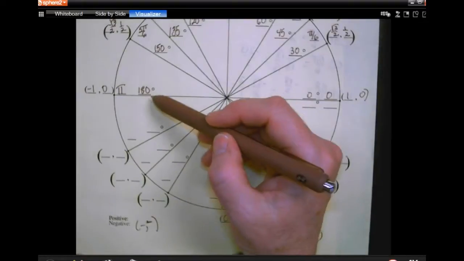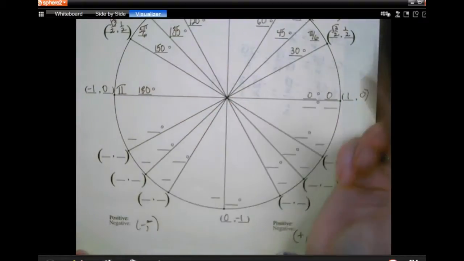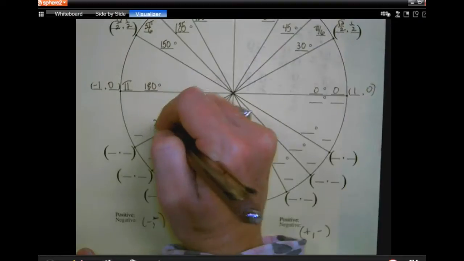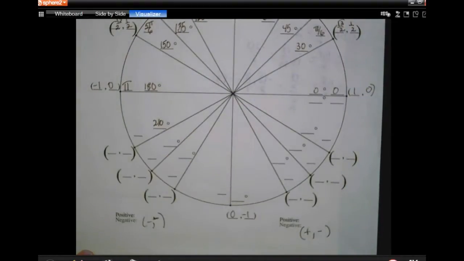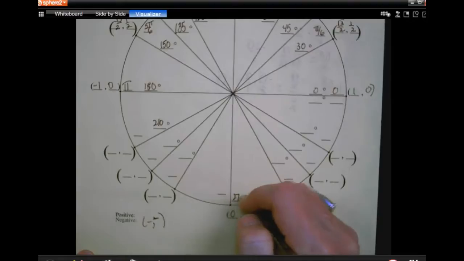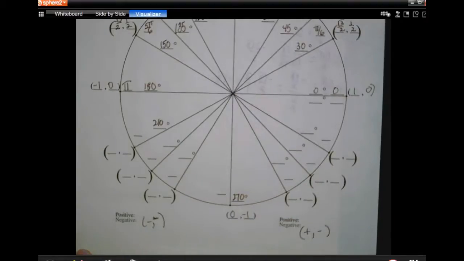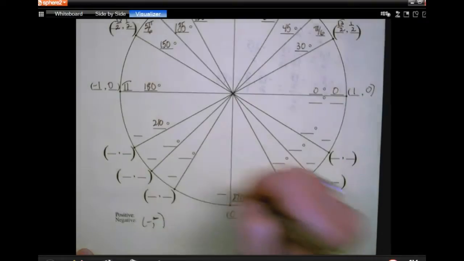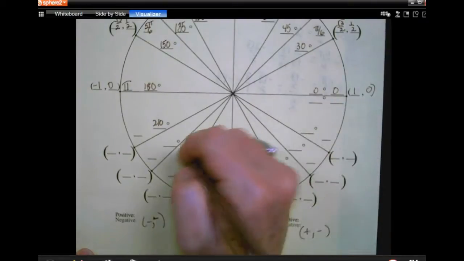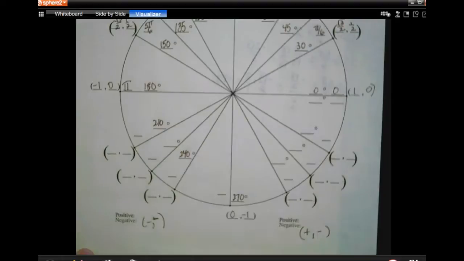So to get from 180 to the next one, what am I adding? 30. So that's 210. This one is 270. So to get to this one, I'm subtracting 30, so I get 240.